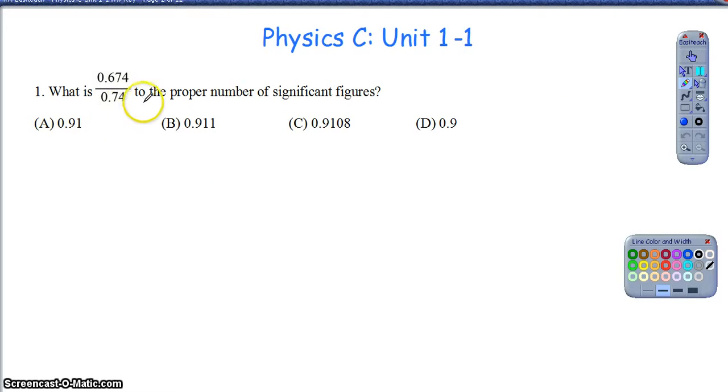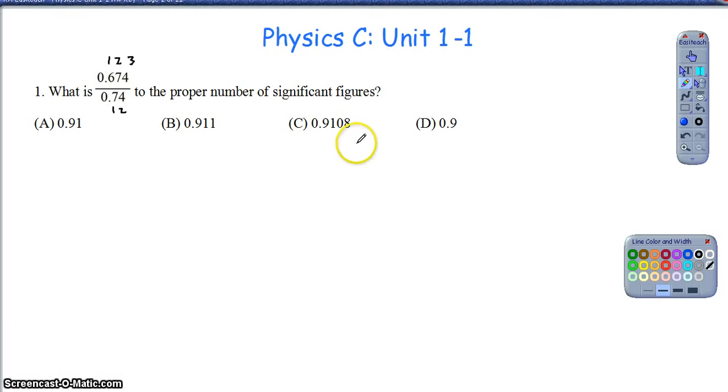So question 1, what is the quotient here? So 0.674 divided by 0.74 to the proper number of significant figures. Okay, so just a quick review of significant figures. Obviously any non-zero digit is significant, so we've got 1, 2, 3 up here, and then we have just 1, 2 down here. The zero that is leading, the zero that is in front of the numbers, does not count as a significant figure. So when we do our quotient, we're going to round it off to just 2 significant digits.